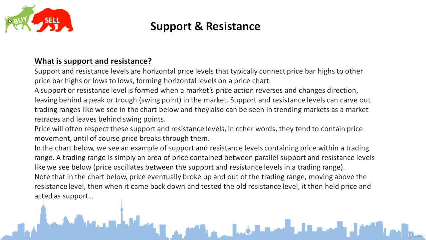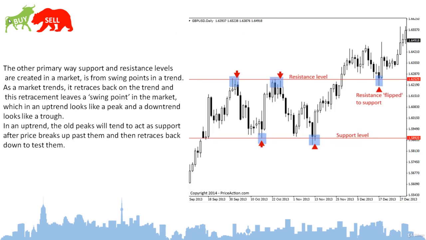A trading range is simply an area of price contained between parallel support and resistance levels. Like we see below, price oscillates between the support and resistance levels in a trading range. Note that in the chart below, price eventually broke up and out of the trading range, moving above the resistance level. Then when it came back down and tested the old resistance level, it held price and acted as a support. So this is the illustration of support and resistance.